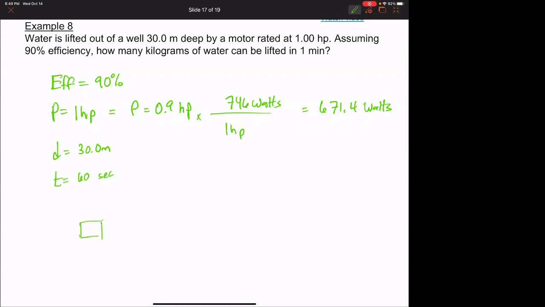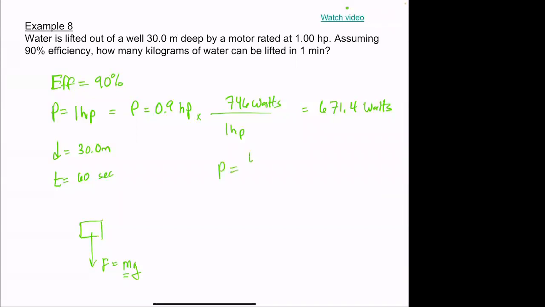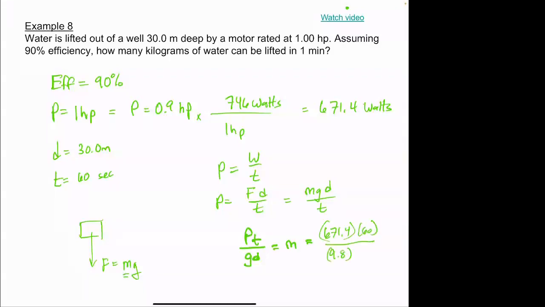If we draw a free body diagram of the water, the force is equal to the weight, mg. Our goal is to find the mass. Power equals work divided by time, so power equals force times distance over time. The force is going to be the weight of the water, mg. Our goal is to find the mass, so we cross multiply: PT over gd equals m. So 671.4 times 60 seconds over 9.8 times the depth, 30, gives us our mass: 137.02 kilograms.